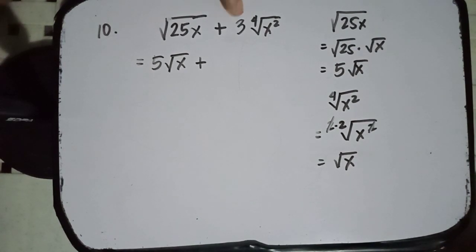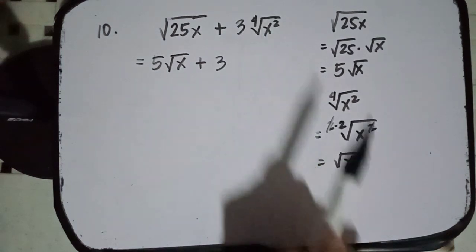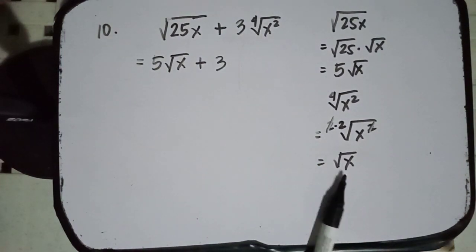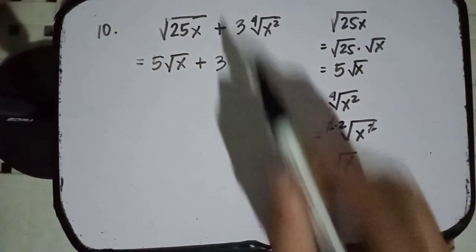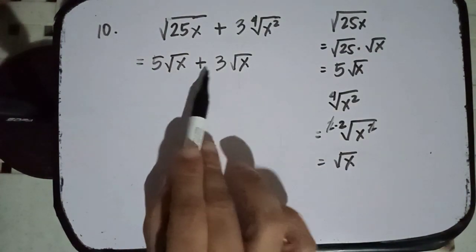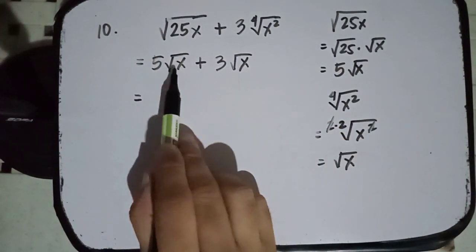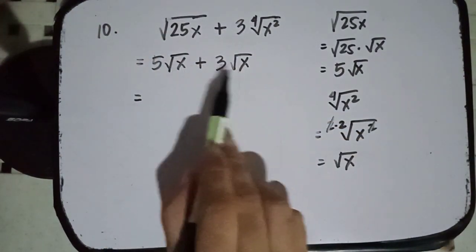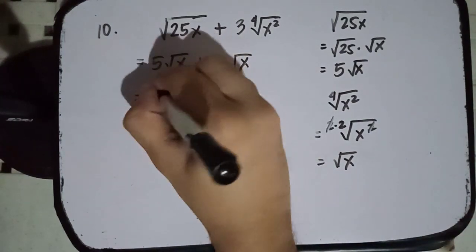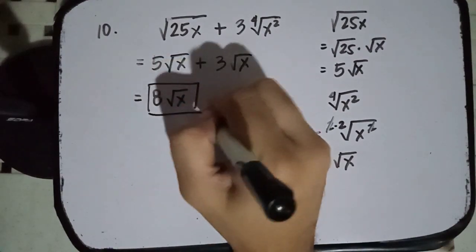Alright, so isulat muna natin yung 3. And then, tapos itong fourth root of x squared, naging square root of x na siya. So, we replace this by this. Okay? Ayan na siya. We have 5 square root of x plus 3 square root of x. So, pwede na natin pagsamahin kasi parehas silang may square root of x. So, 5 plus 3 equals 8, then square root of x. That's it. Ito na po yung sagot.